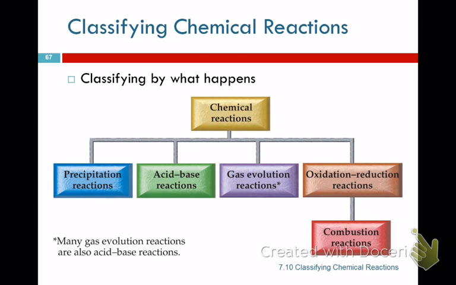So just as a summary, there's this slide. Classifying by what happens. In other words, what you see going on. We've covered precipitation reactions. That's two metal, non-metal ionic compounds. They form a solid precipitate. Acid-base: you have an acid reacting with a base, usually forming a salt and water. Gas evolution reaction: you have usually an acid with something that decomposes to form a gas. And then we have redox reactions where the charge changes.